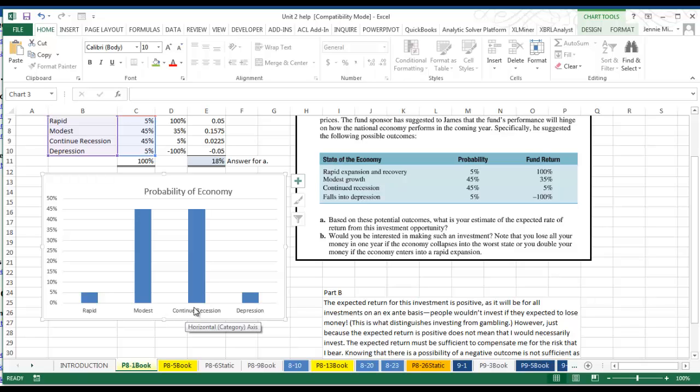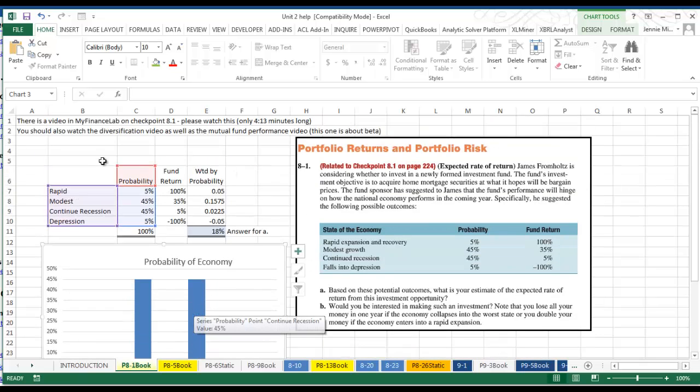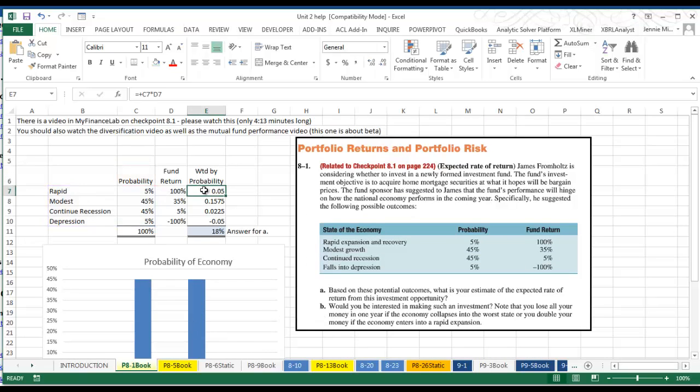And so when you get one of these problems to set it up, you're just weighting the probability. In other words, I'm taking the 5% probability of rapid for a fund return of 100%, and if we have a modest probability, if that happens, we're going to earn 35% on our fund. If we continue recession, we only earn 5%, and so on. So basically you're multiplying those across, and then you come up with an expected rate of return of 18%.